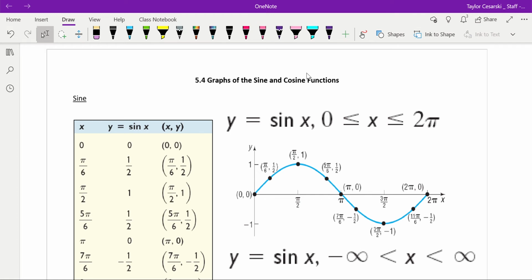Alright, hi guys, this is 5.4. This is graphs of sine and cosine functions. Now, you did this in Math 3. We did graph sine and cosine, so we're not going to get too in-depth into this.